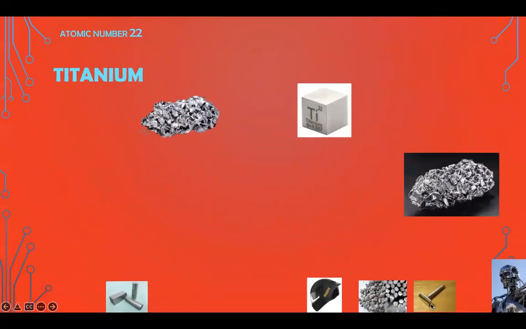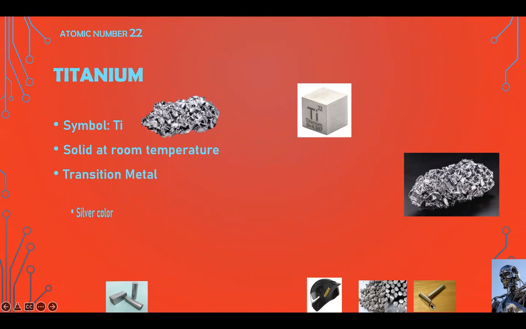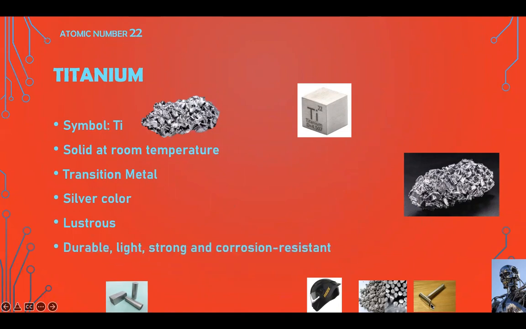Now we come to titanium with the symbol of Ti, solid at room temperature. Titanium is a transition metal. It is having a silver color. It is lustrous. It is durable, light, strong, and corrosion resistant, like the other elements we come across now. Titanium is used in multiple things like electronic products, aircraft, helmets, implants, shavers, etc.